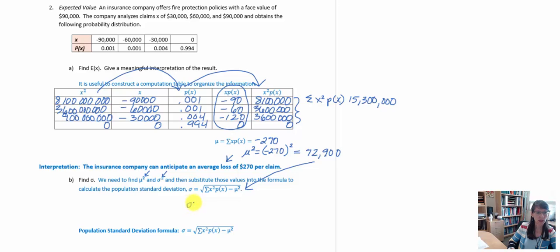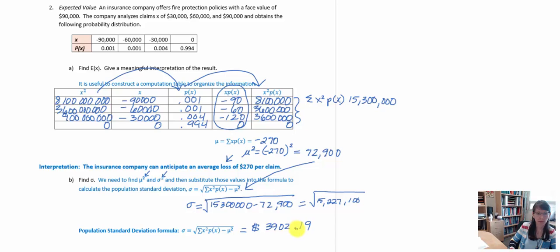To make those substitutions, then sigma is going to equal the square root of 15,300,000 minus 72,900. And don't forget to take the square root. When we do the subtraction, we're going to get 15,227,100. Once we take the square root of this amount, that comes out to about $3,902.19. Since it is money, we should round this to 2 decimal places to represent to the nearest penny.